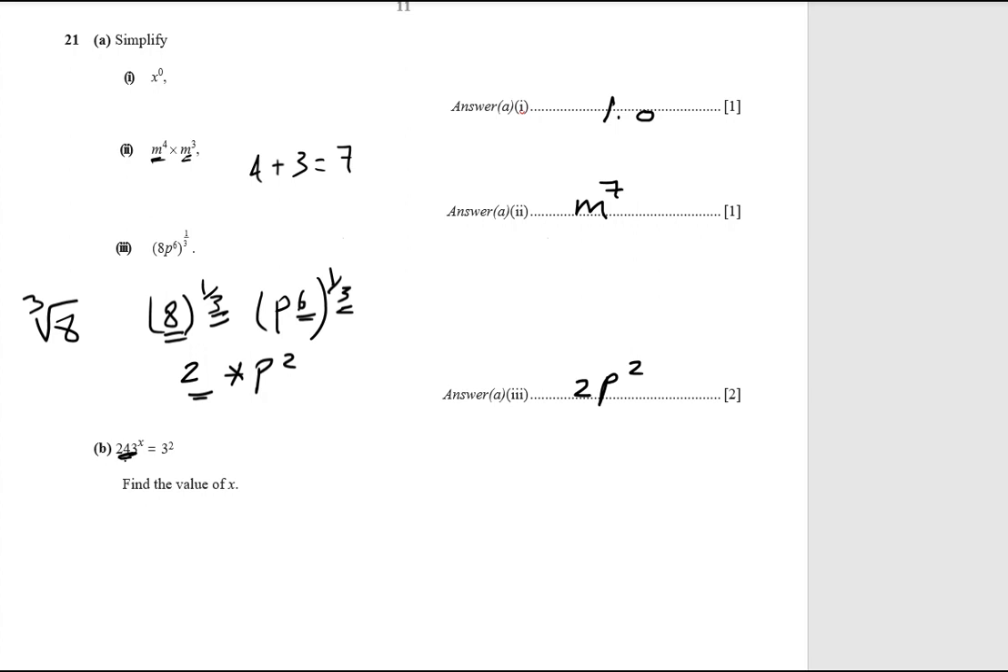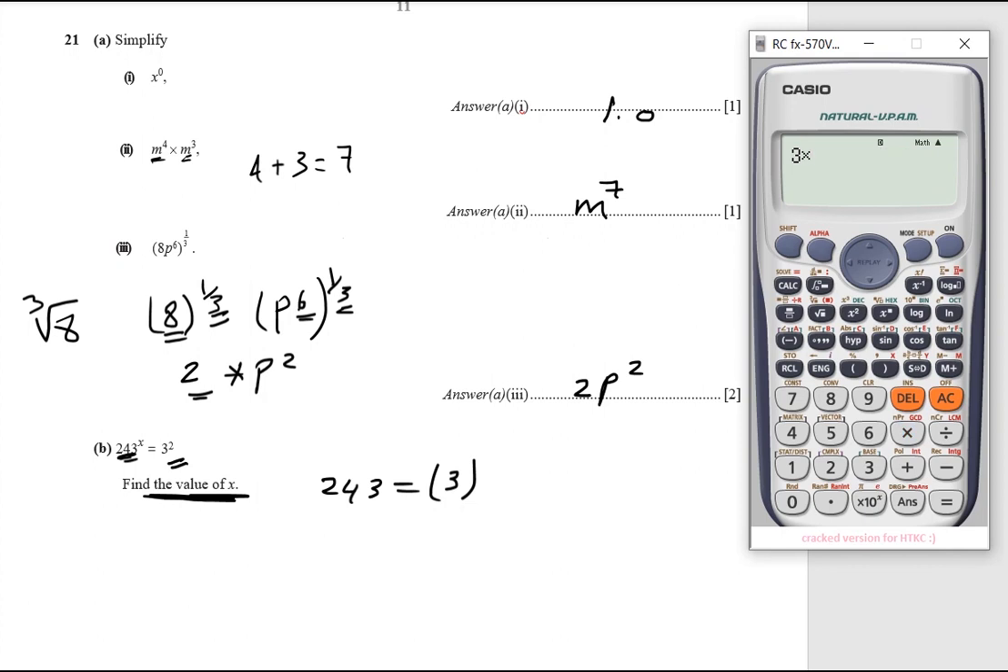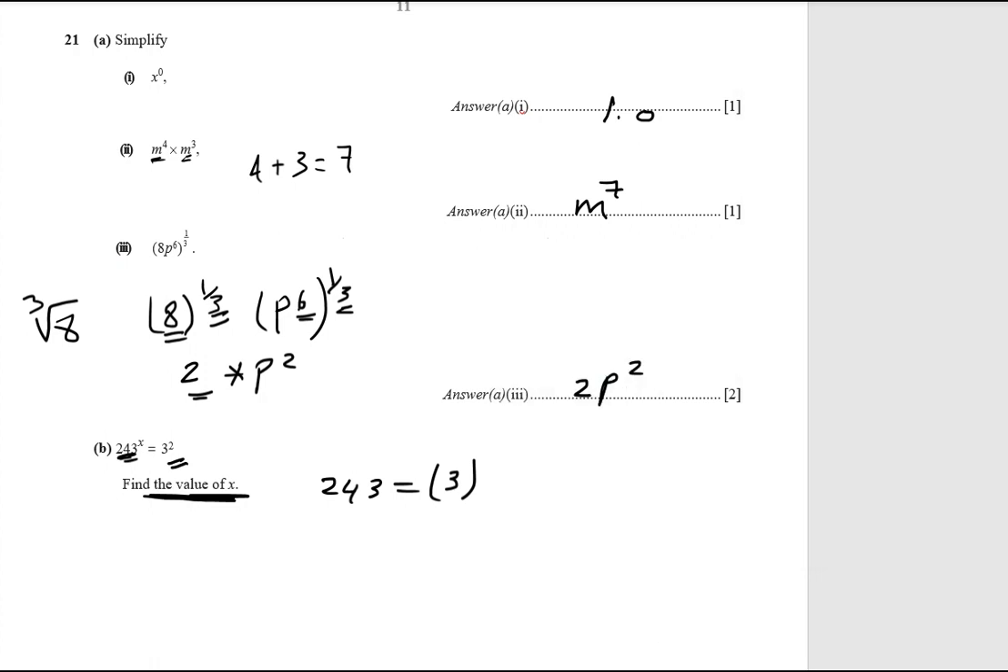Here, 243 power x is equal to 3 power 2. Find x. To find x, we need to make the base the same. So 243 is equal to 3 power something. What is this something? Let us try our calculator. 3 multiplied by 3 equals 9, multiplied by 3 equals 27, multiplied by 3 equals 81, not yet. So multiplied by 3 to reach 243. How many 3s? 1, 2, 3, 4, 5. So 243 is 3 power 5.